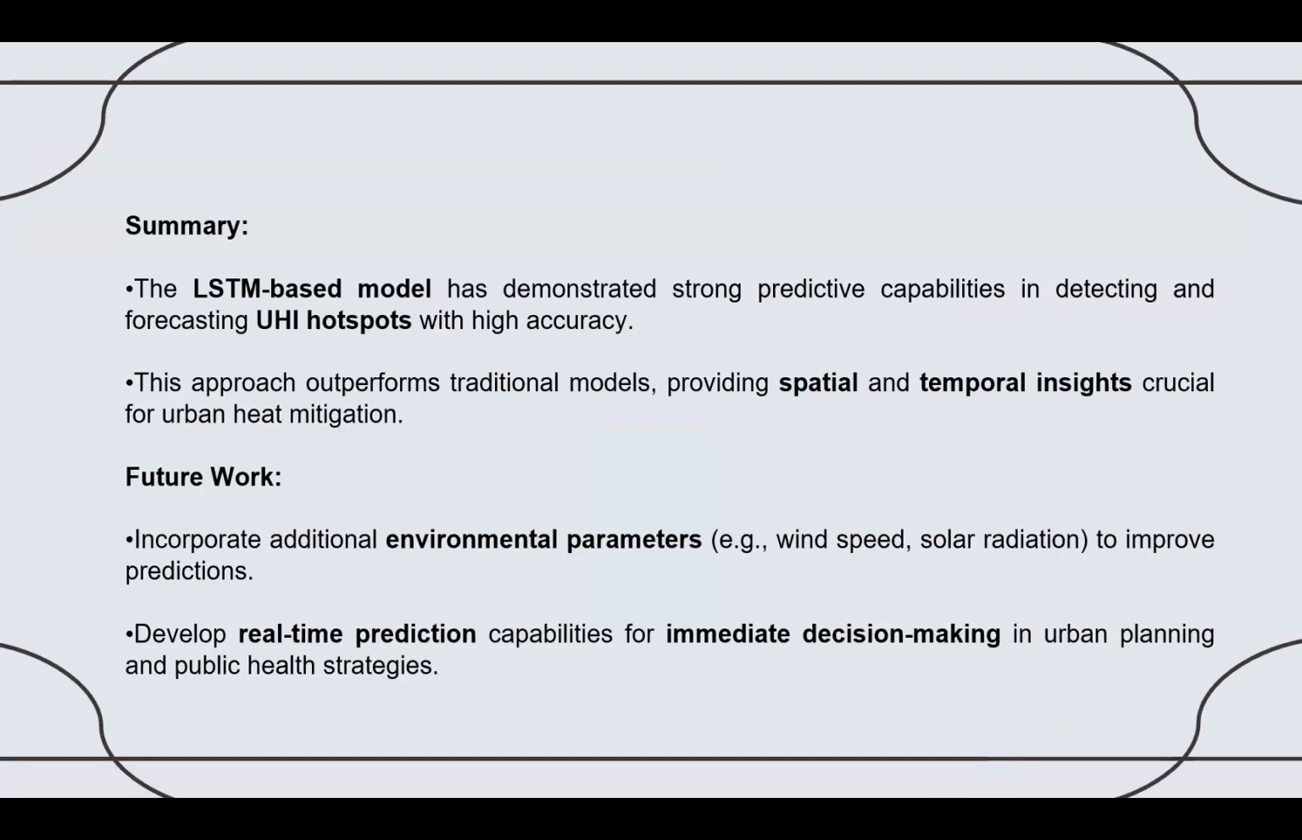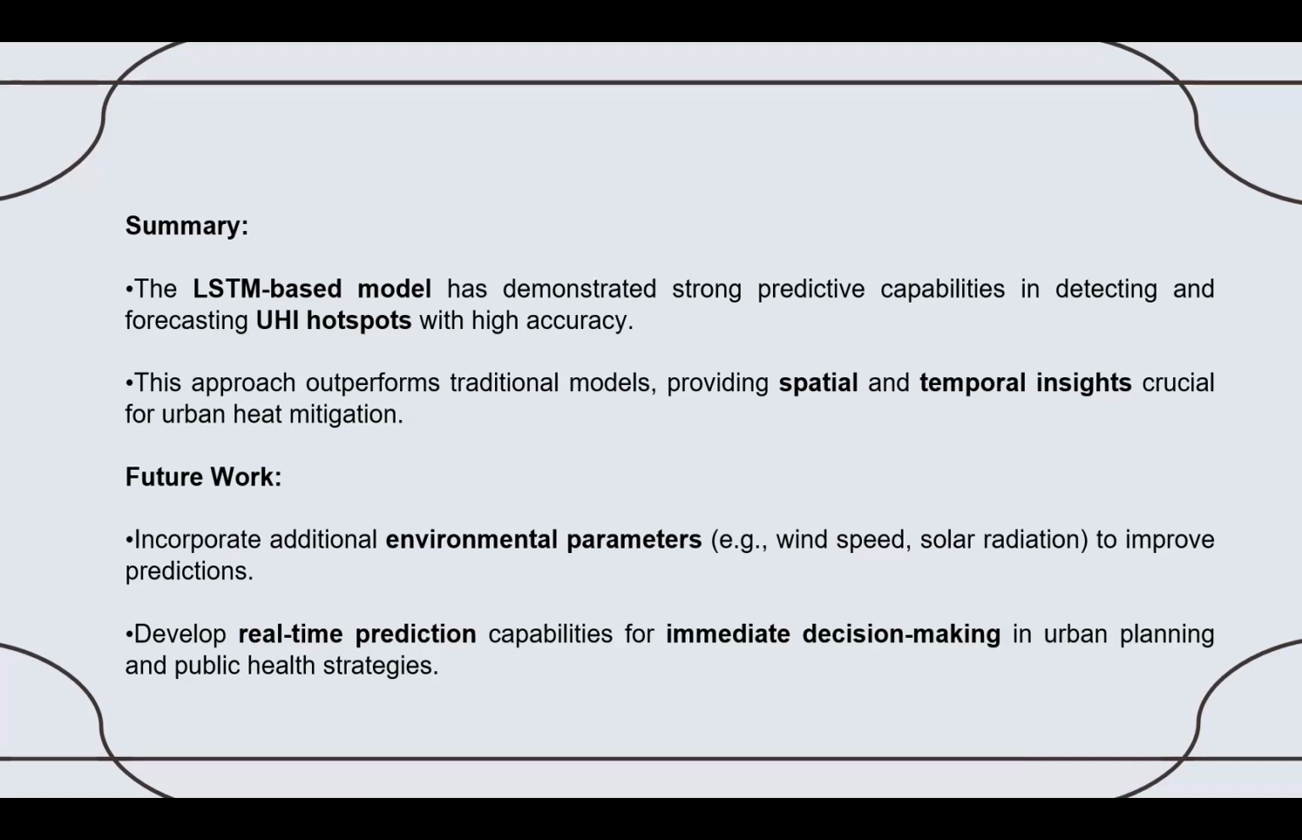And coming to the summary, this LSTM model has demonstrated strong predictive capabilities in detecting and forecasting UHI hotspots with higher accuracy. Compared to the traditional models, this has proved that it has better spatial and temporal insights.